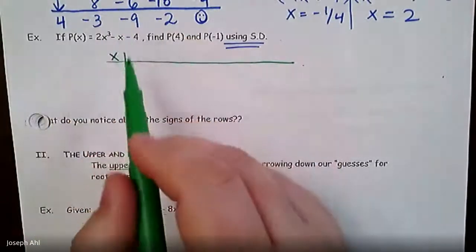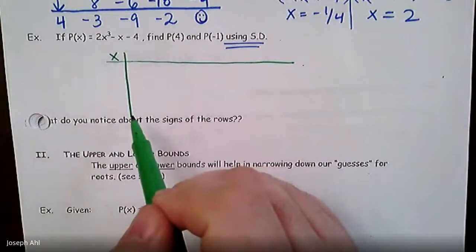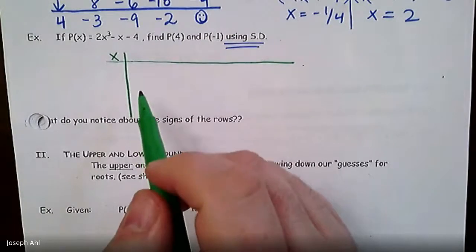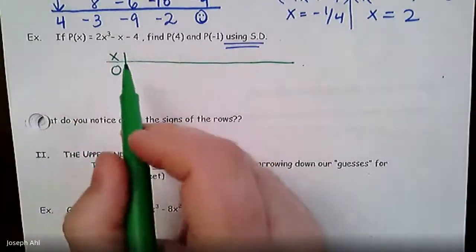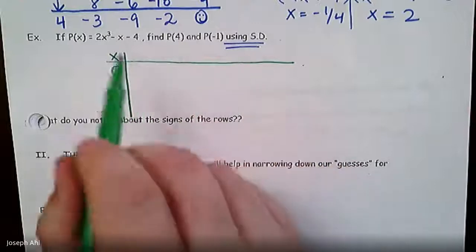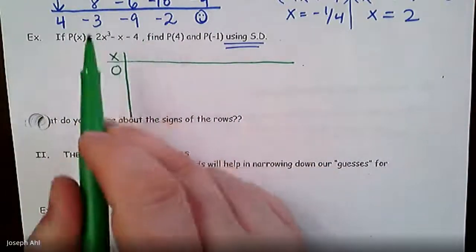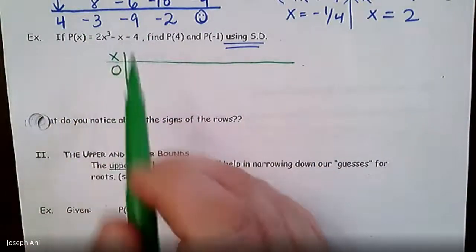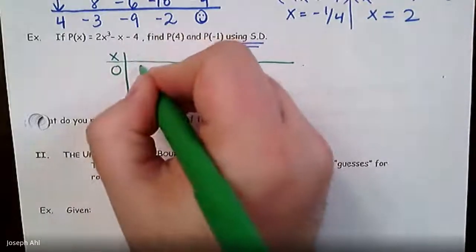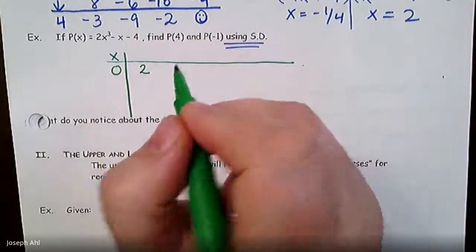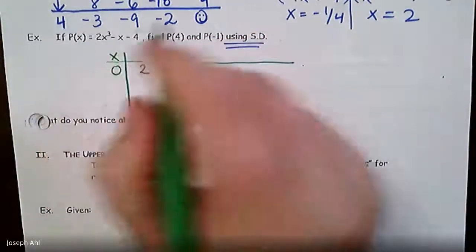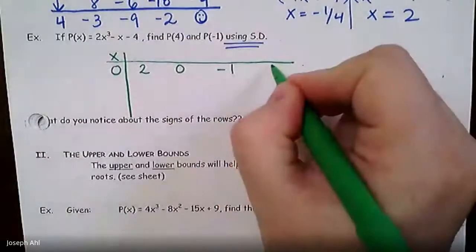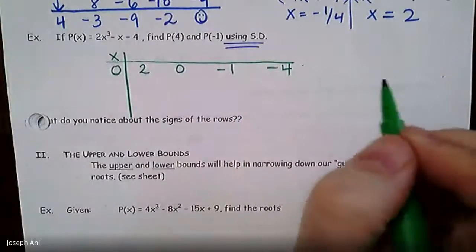You're going to set up a chart, and in the left column, you're going to put x. And then underneath x, you're going to write 0. Because if you test 0 with synthetic division, you actually will always get the coefficients of the polynomial p of x. So the coefficient of x cubed is 2. Coefficient of x squared, remember that's missing, and we do need a 0 as our placeholder there. -1, and then finally -4 goes at the end.